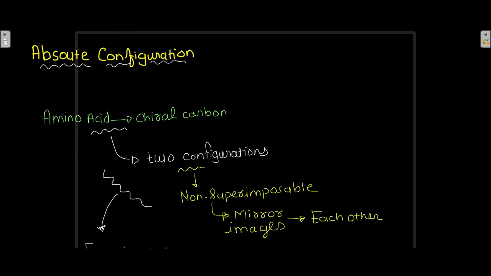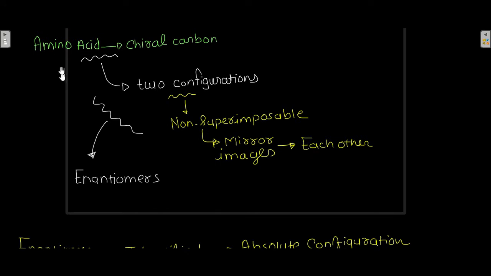In this video, we are going to discuss the absolute configuration of amino acids. Now, an amino acid has a chiral carbon in it. Except glycine, all other amino acids have a chiral carbon, and because of that, the amino acid exists in two configurations which are non-superimposable mirror images of each other. These two configurations are known as enantiomers.